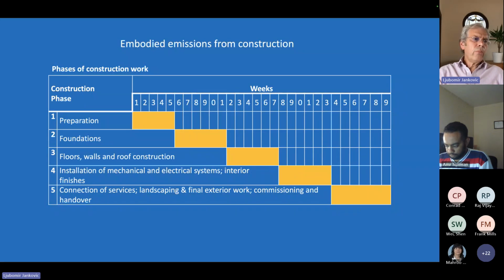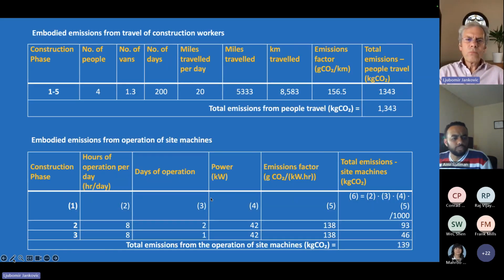Okay, so then embodied emissions from construction need to be looked at by looking at the phases of construction work. And in this particular example, there's 29 weeks duration of construction. First of all, preparation, foundations, floors, walls, and roof construction, installation of mechanical and electrical systems, interior finishes, and then connection of services, landscaping, and final exterior work, commissioning, and handover. And we then need to consider embodied emissions from travel of construction workers.